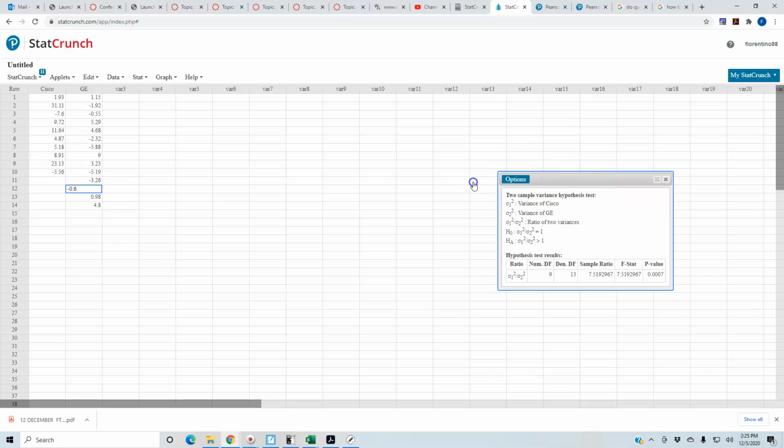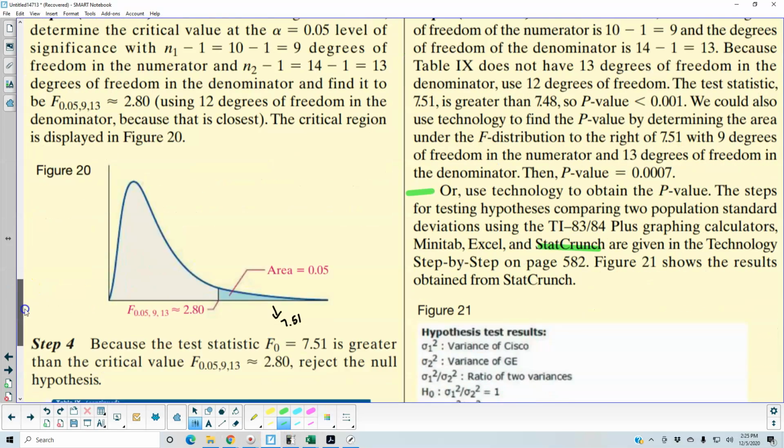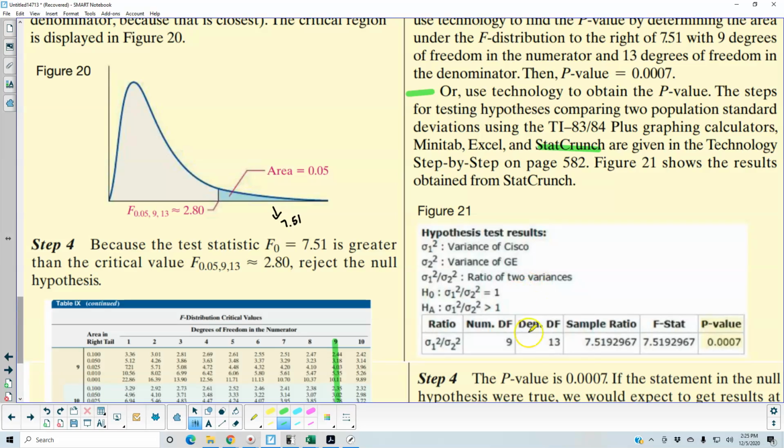Now when we select Compute, you're going to see that the numerator degrees of freedom is 9 and the denominator degrees of freedom is 13. Then we have a sample ratio of 7.52. The F statistic is 7.52, and the p-value is 0.0007. If we come back over here, we can see the data from that given information. This is what we found by following those instructions. So the p-value here is 0.0007.